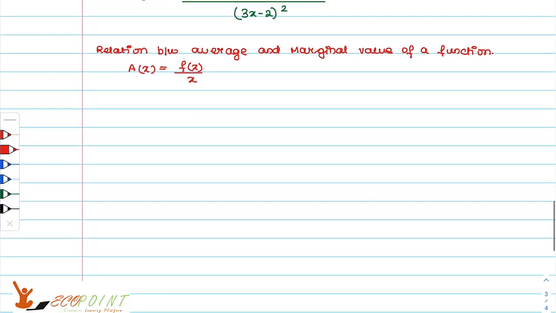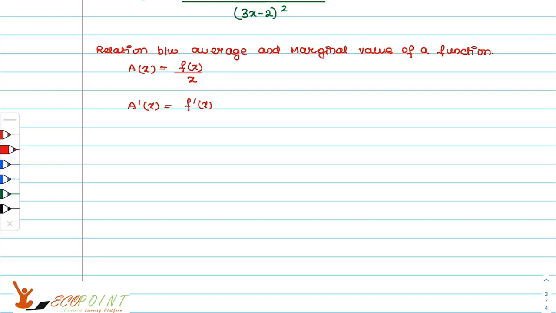Ax is fx upon x. So for a dash x, what will you write? Derivative of numerator. So ax is the average value of the function, that is function upon x. For example, the total cost function is TC. Average cost function would be TC upon Q. That is the average cost function. So here the average function is fx upon x.